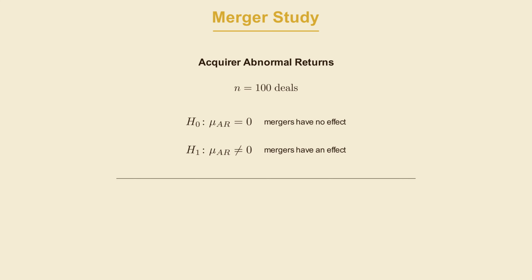So now they have a sample, 100 deals. The average abnormal return across those deals is positive 3%. The standard deviation of this is 15%, and the question is, is a 3% average large enough to actually reject the null? That is exactly what a test statistic is designed to answer.